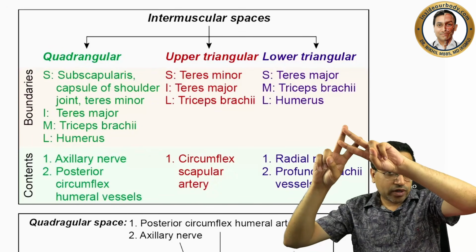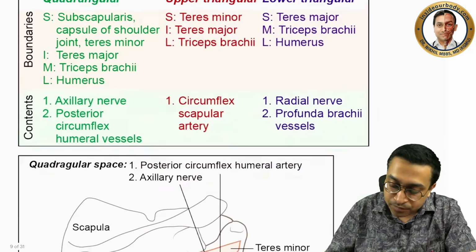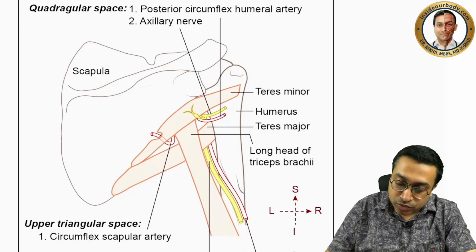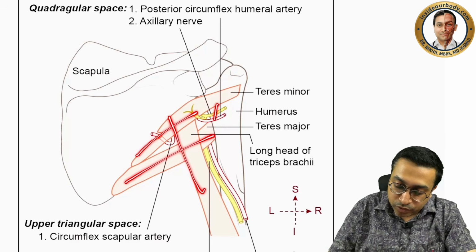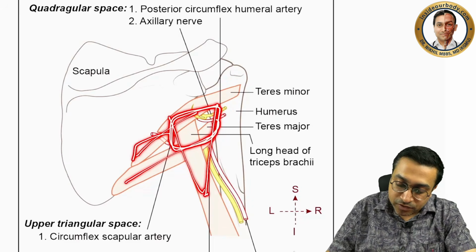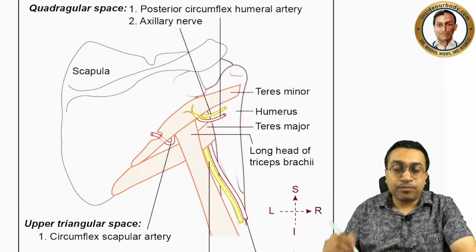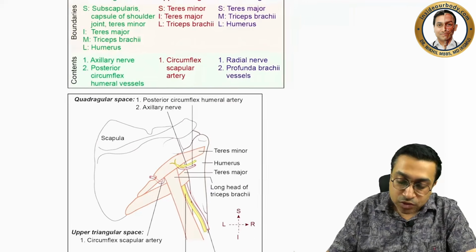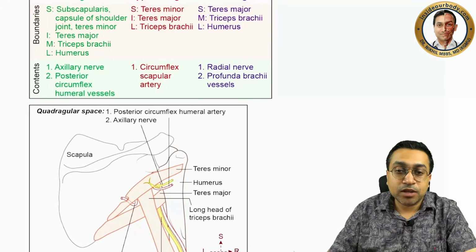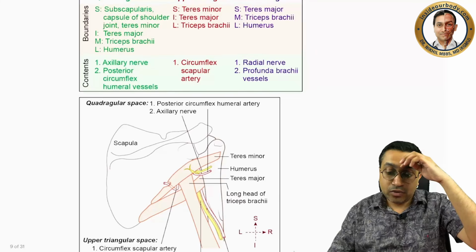Now your job is to understand what the boundaries are. Let me show you. See this same picture which I just showed you. You can see 2 fingers here and then 2 fingers here, that is how we made this. So this is the quadrangular space, this is the upper triangular space, and this would be the lower triangular space. Now see the boundaries and its contents, which is most important. Let me keep the image and the boundaries and contents side by side so that you can visualize better.